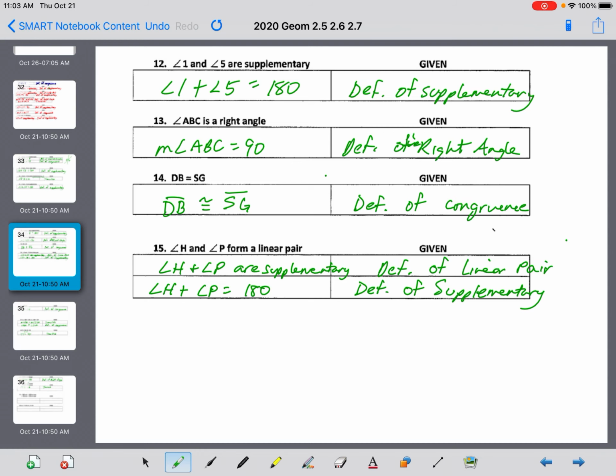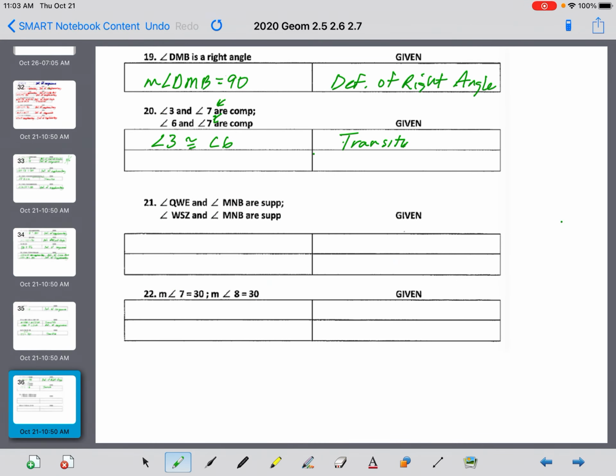Sorry for the glitch. See if I can get us back here. Yep, transitive right there. All right, and then we can get rid of the squiggly by saying def of congruence.